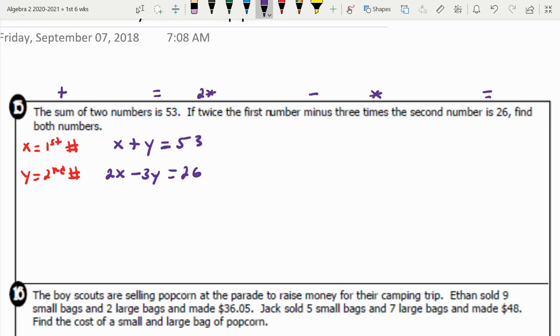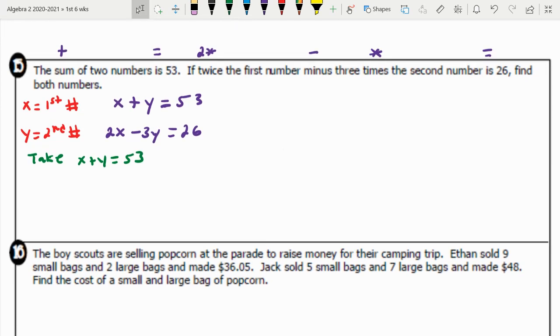All right, so with this one, I'm going to use substitution. So let's take the top equation, x plus y equals 53. Now you could use elimination, you can graph it, but I'm going to show you all the different methods, like I said earlier. Okay, so I'm going to isolate y. Why not? So let's subtract x from both sides. Bring down the y, and then we get negative x plus 53.